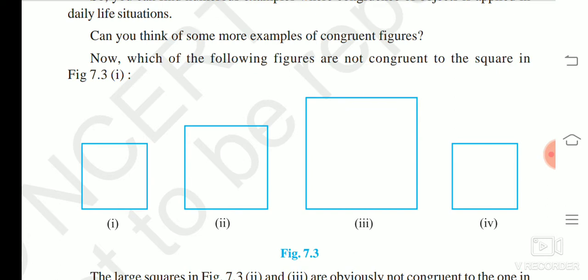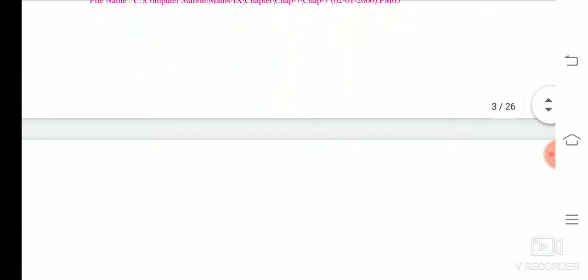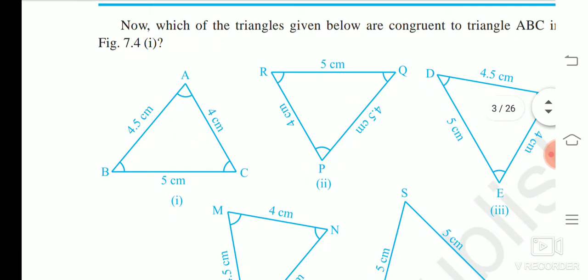Consider four squares, squares 1, 2, 3, 4. Squares 1 and 2 have the same angles, since they are also squares, but consider the length of the sides. The lengths of the sides are different, so it is not possible to superimpose one on the other, and we cannot say both are the same size. That is why the two squares are not congruent. This idea we are going to apply to the triangle form.